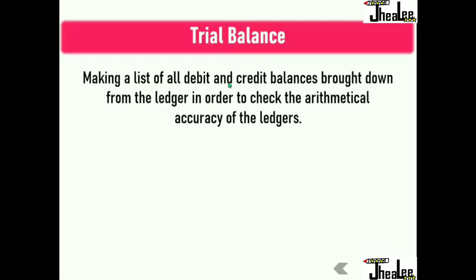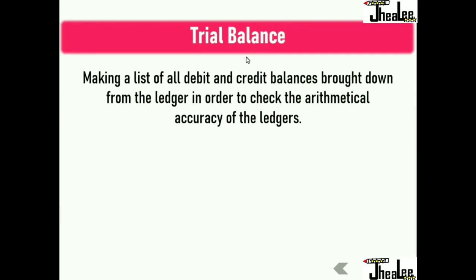That is making a list of all debit and credit balances brought down from the ledger in order to check the arithmetical accuracy of the ledgers. The trial balance is a part of the control system. What you're basically doing is checking if for every debit there is a corresponding credit. You're also checking for any mathematical error. You're also checking to see if there is any overstated value or any understated value, etc.